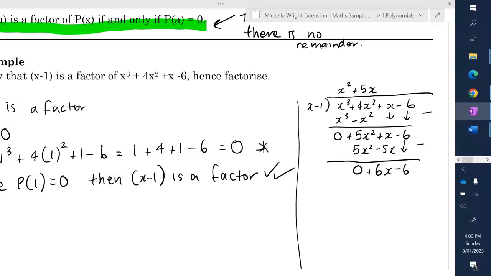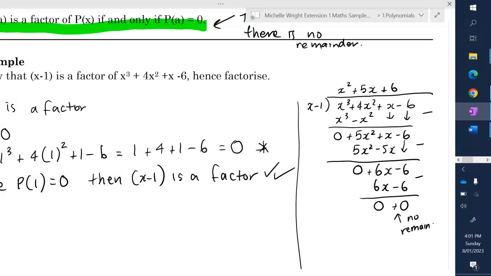How many times does x go into 6x? It goes in 6 times. 6 times x is 6x. 6 times minus 1 is minus 6. We're going to do a subtraction. 6x minus 6x is 0. Minus 6 minus minus 6 is minus 6 plus 6, which is 0. No remainder, which is what we want.